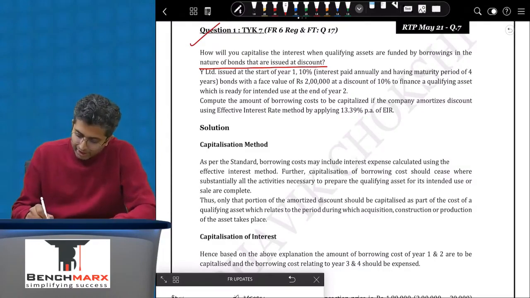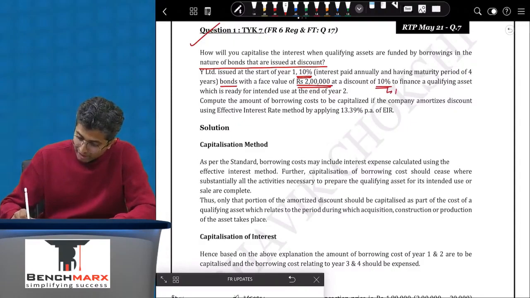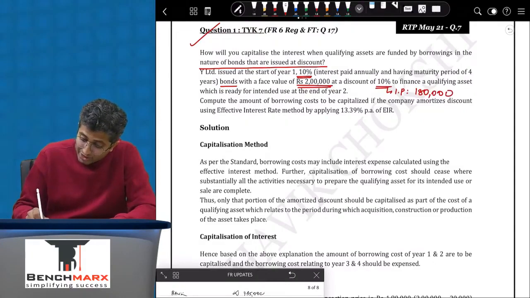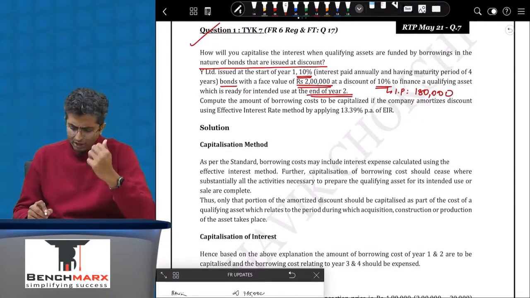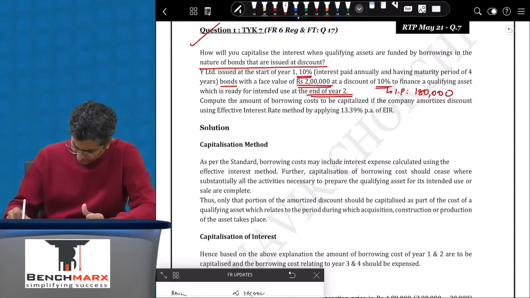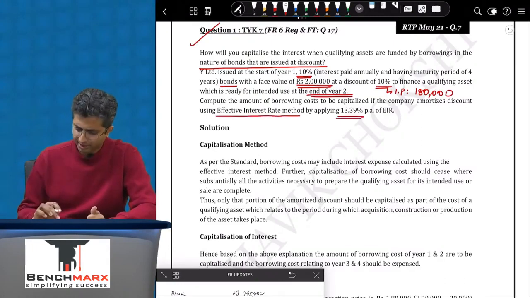Okay, Y Limited issued at the start of year 1 10% bonds, that is interest is paid annually, having a maturity period of 4 years, with a face value of 2 lakh rupees at a discount of 10%. So your issue price would be 2 lakhs minus 10%, which is 1 lakh 80. Okay, to finance a qualifying asset, the question clearly tells you, which is ready for intended use at the end of year 2. It will take 2 years for the asset to be ready for its intended use. Compute the amount of borrowing cost to be capitalized if the company amortizes discount using an effective rate of 13.39% as per EIR.